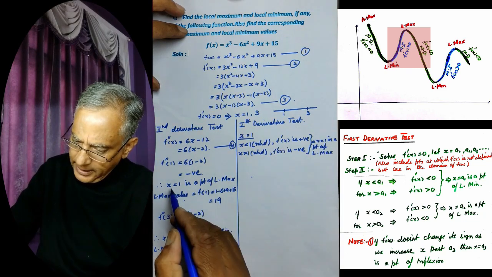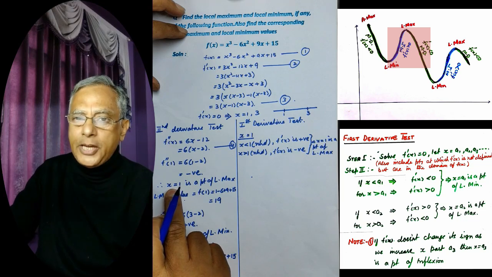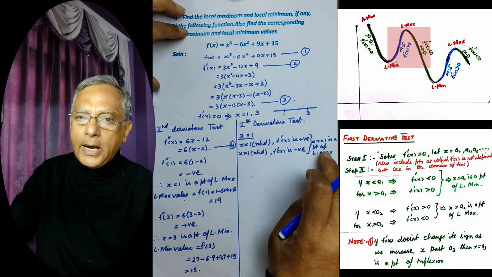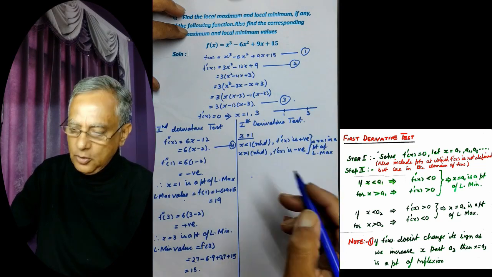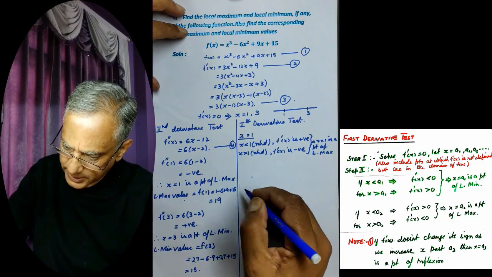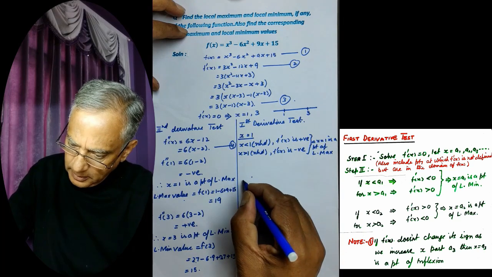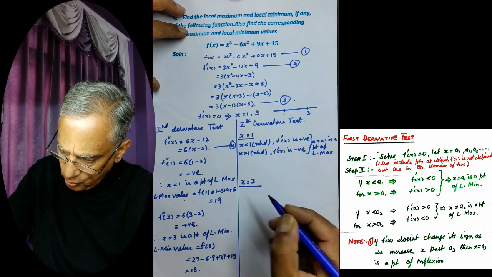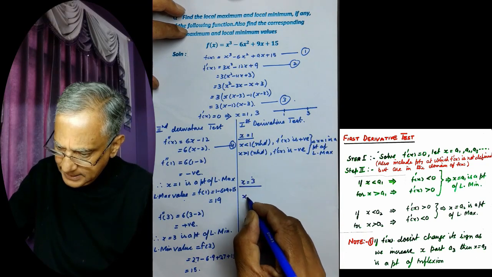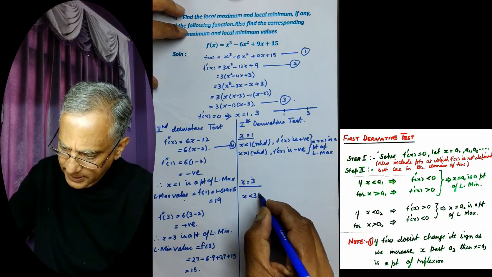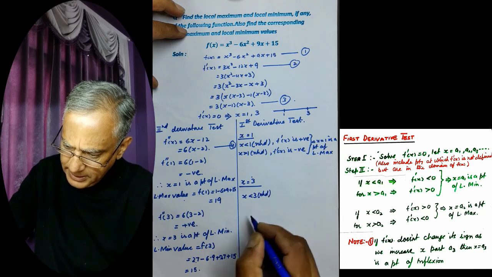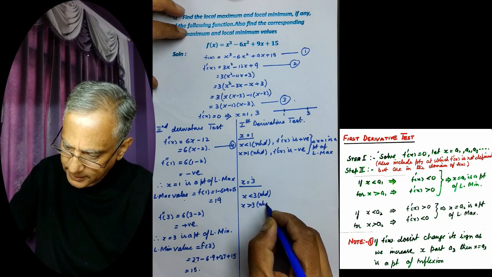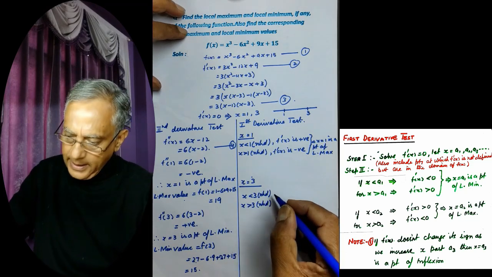And from second derivative test we had the same conclusion. x equal to 1 is a point of local maximum. Here we also get x equal to 1 is a point of local maximum. And now we consider x equal to 3. For x less than 3, we find the sign of f dash x. And for x greater than 3, we will again find the sign of f dash x.